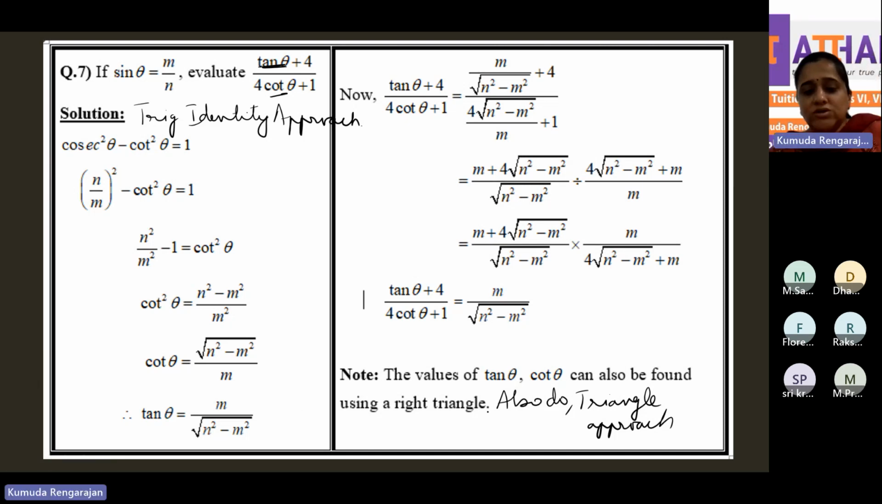So in the triangle approach, you should take up the triangle, mark the two acute angles as theta, then fill m and n, and find the unknown side using Pythagoras theorem. Then find tan theta and cot theta and substitute.